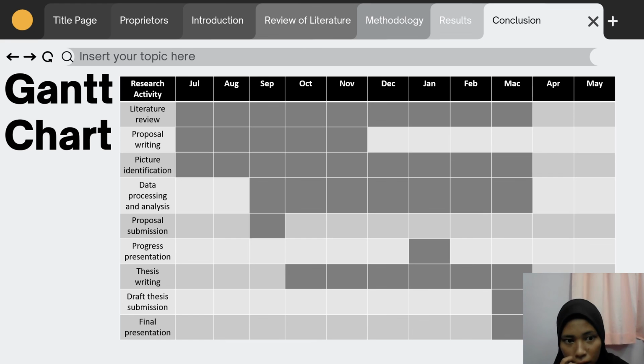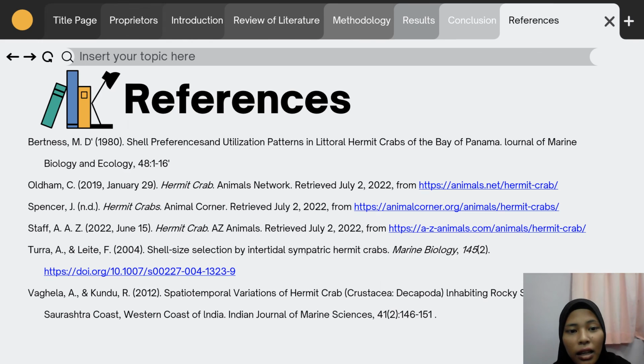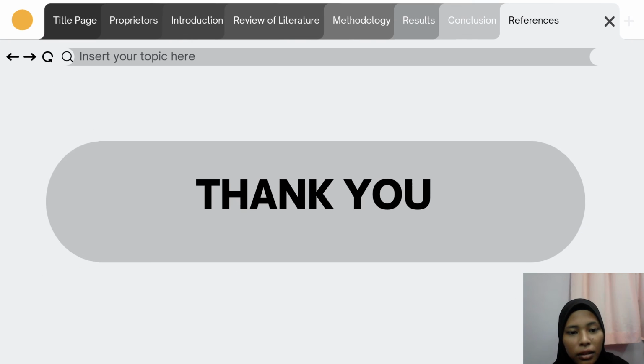This is the Gantt chart for the study. These are the references. That's all.